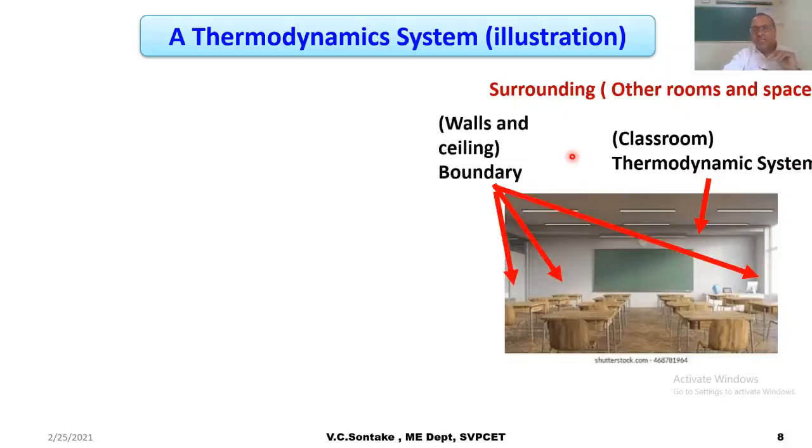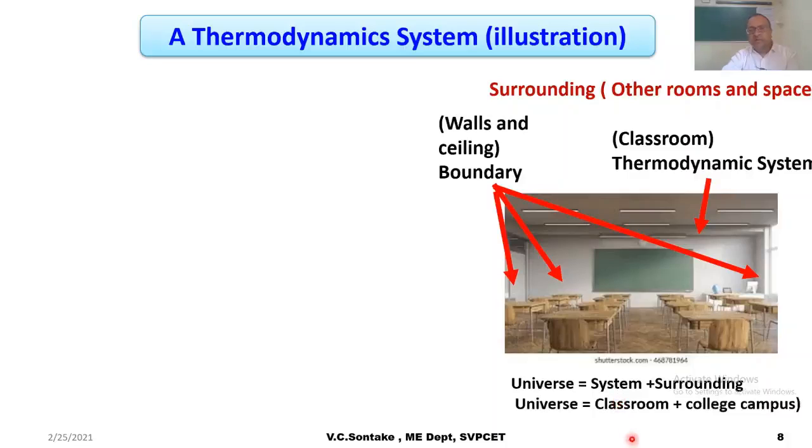Now walls and ceilings, they are quantity of matter. Now walls are neither part of the room nor part of the surrounding. So walls and ceiling will be the boundary for this classroom, and these walls are separating the room from its surrounding. Now universe is called as system and surrounding put together. So in this case, classroom is system and remaining college campus is its surrounding. So when we put classroom and college campus together, it will be called as universe.